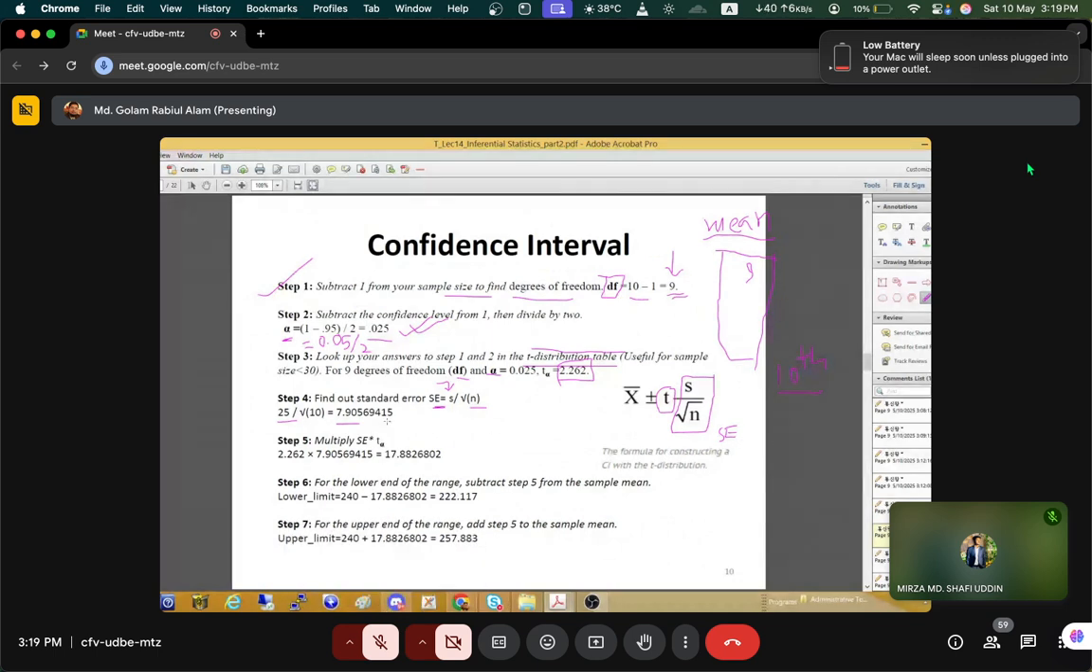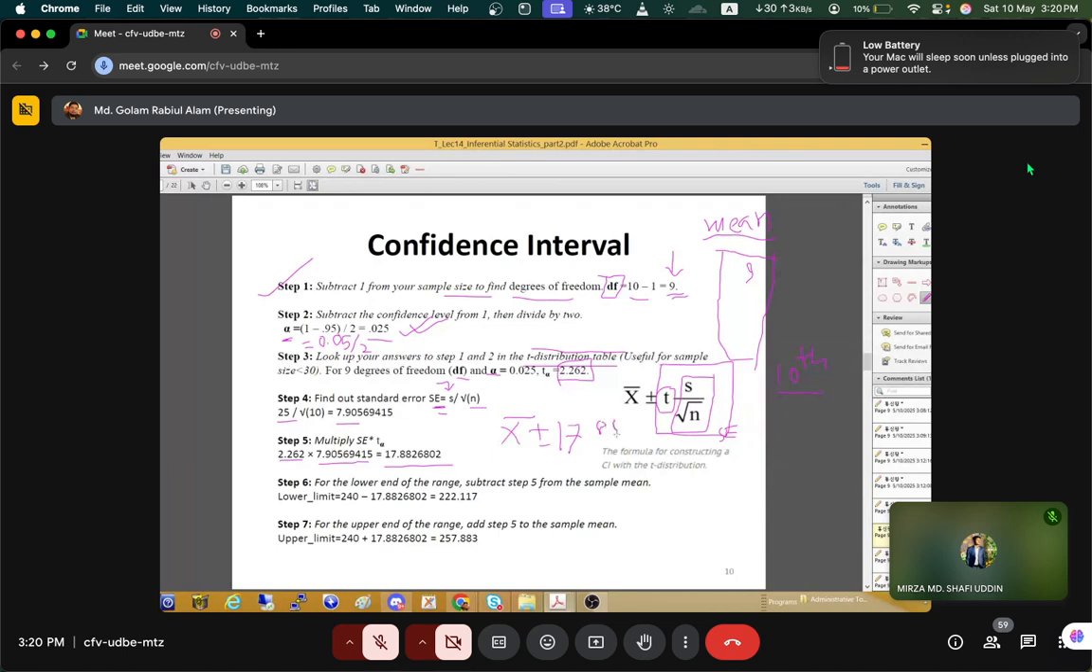And then we have to compute this part, which is T times S by square root of n. S by square root of n is the standard error, so we have to multiply the standard error by T. The T score we have already determined. The T score times our standard error is 17.88. So that means x bar plus minus 17.88.